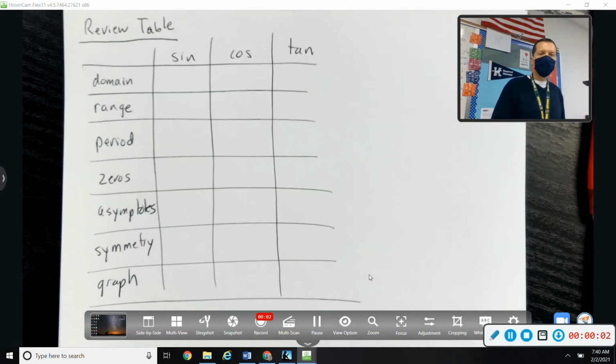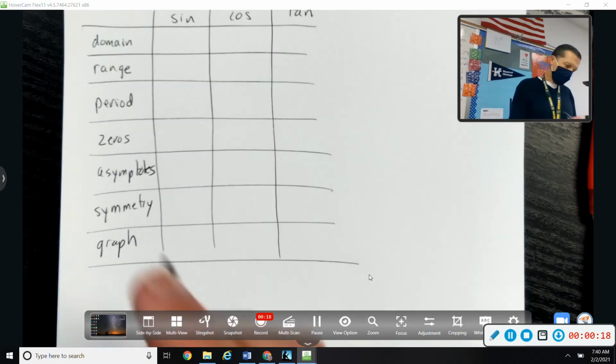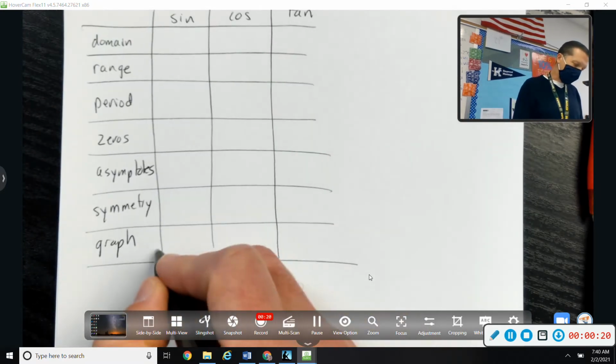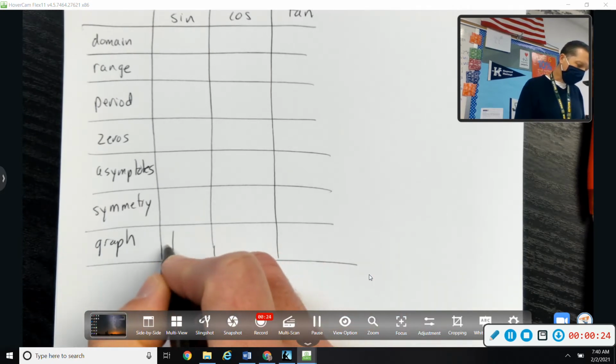Right, so here's kind of a review table of characteristics information about the three functions that we're worried about. And again, don't memorize this. You should be able to fill this out by just thinking about what the graphs look like. In fact, for that matter, let's do the last line first, because that will help us answer all the others.